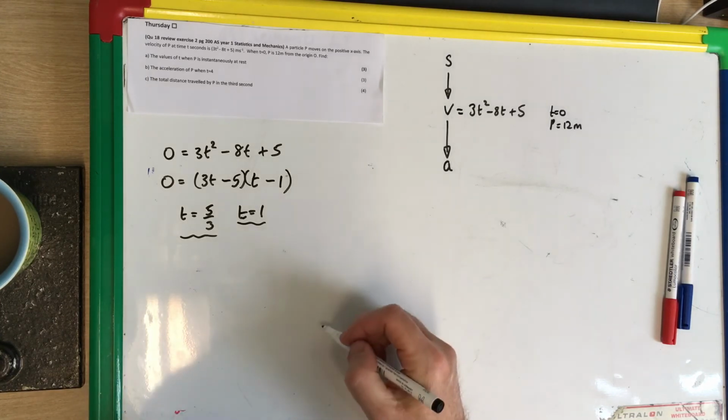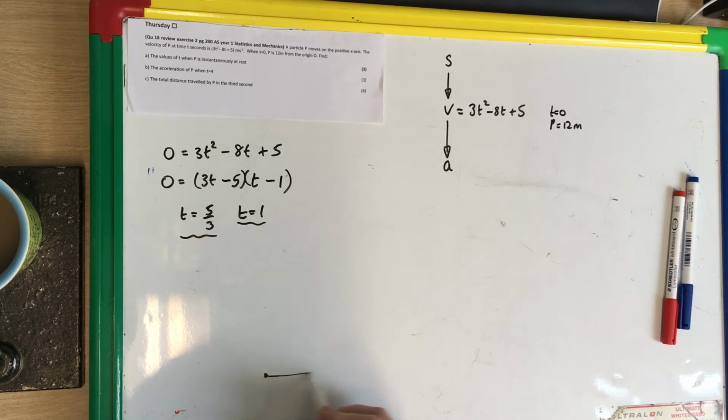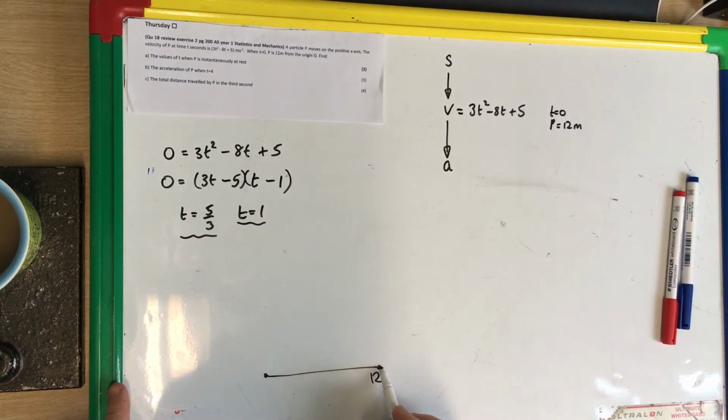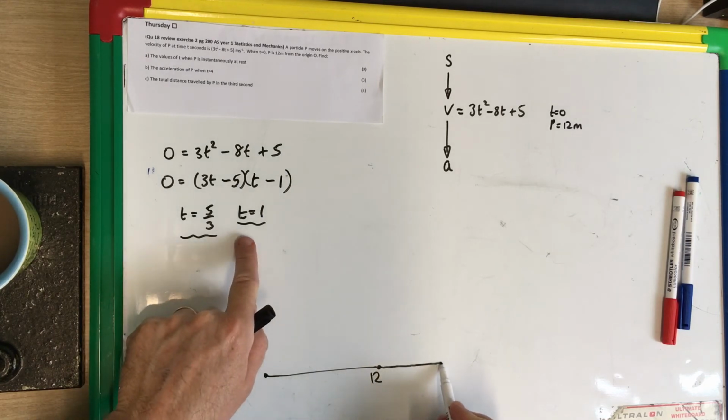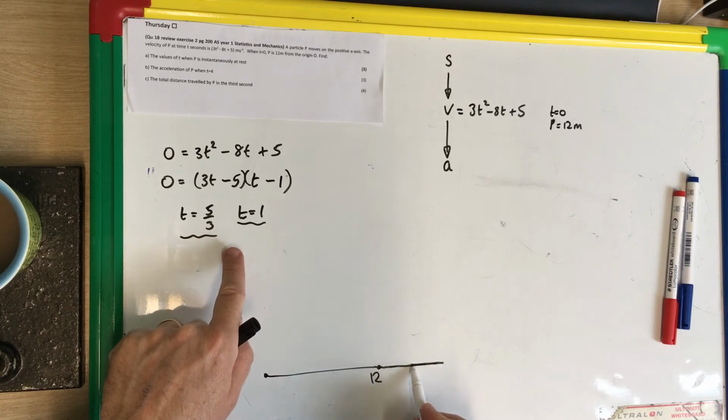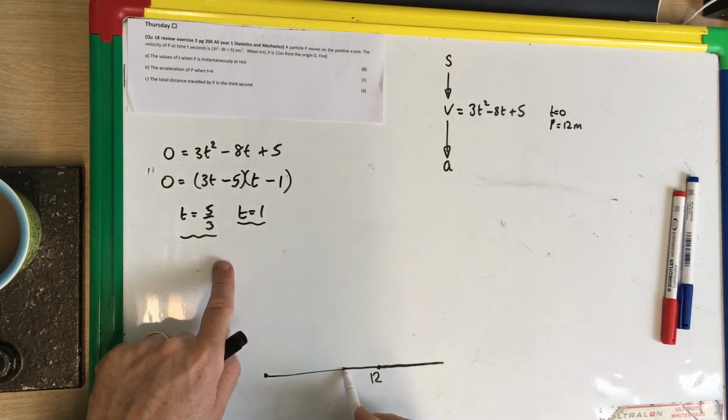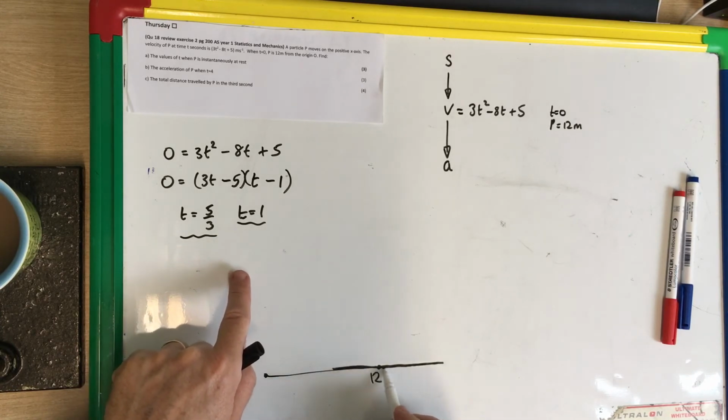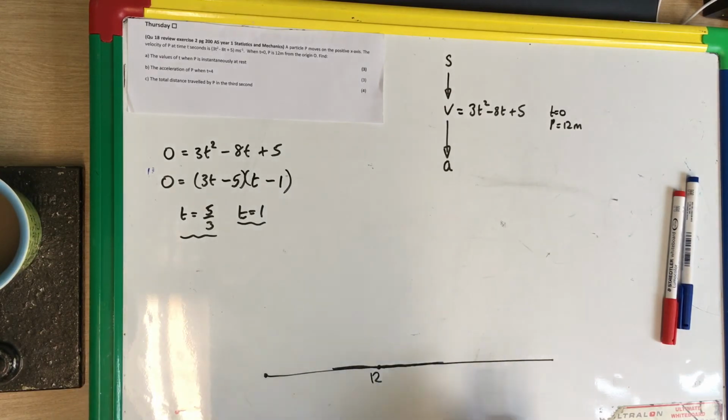So it's what's happening here. There's the graph. There's 12 meters. And then it's going along here, and after 1 second it's slowed down, it's stopped, and it's coming back here, and after 1 2/3 seconds it's stopped and it's going back down here, and it's carrying on that. That's what's actually happening.